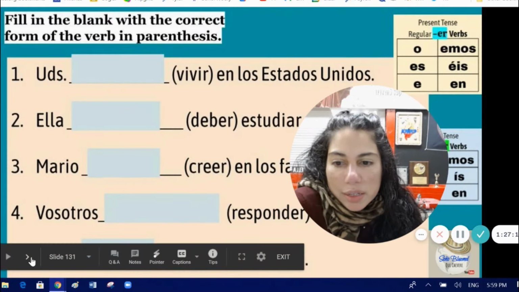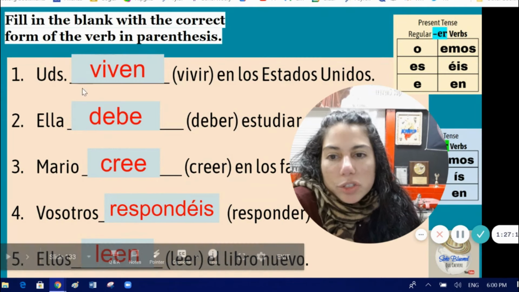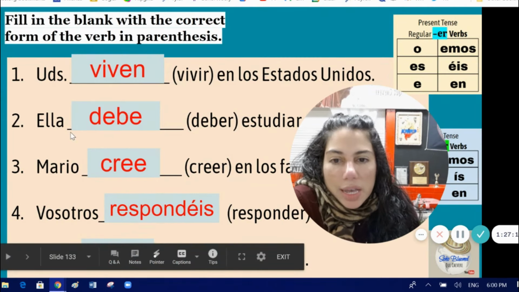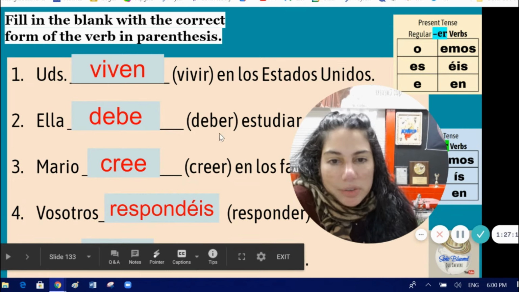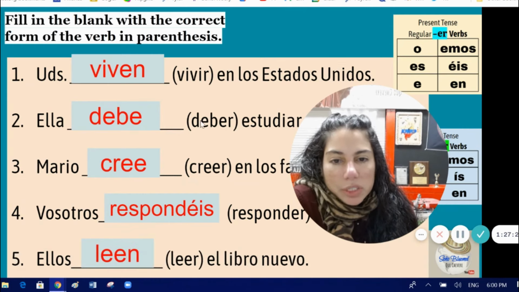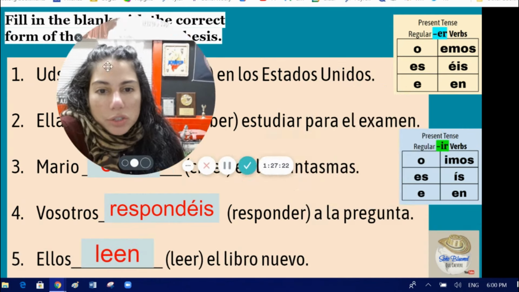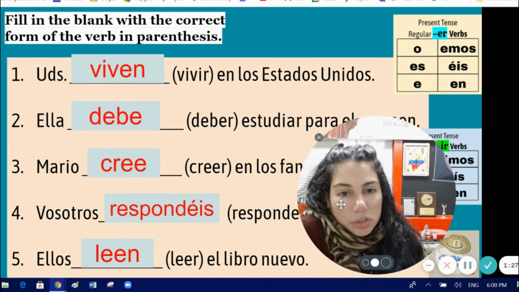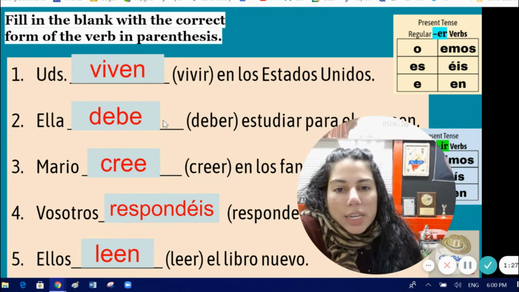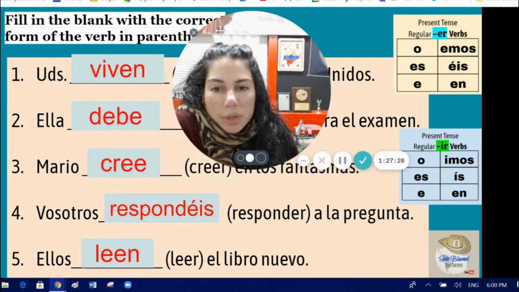Ustedes viven. Let's go here where it gives me the answer. So ustedes viven. Ella debe. That's the verb which is you should, you ought to. So debe estudiar, you should study, you ought to study. So ella debe estudiar para el examen.